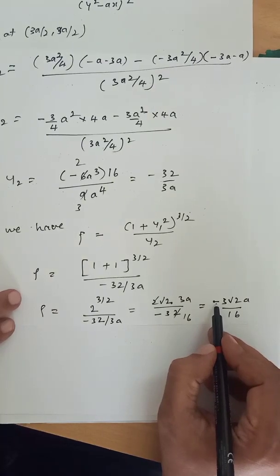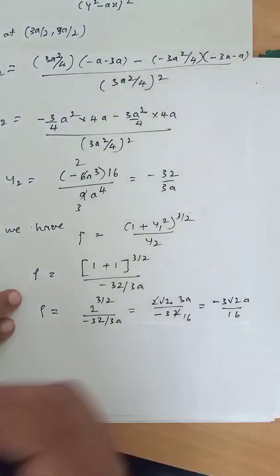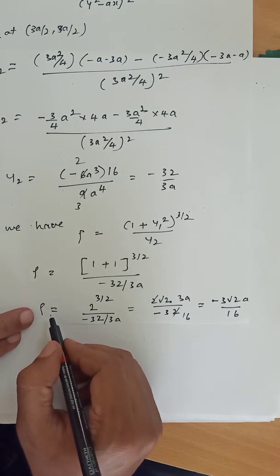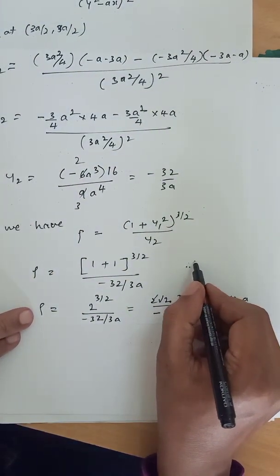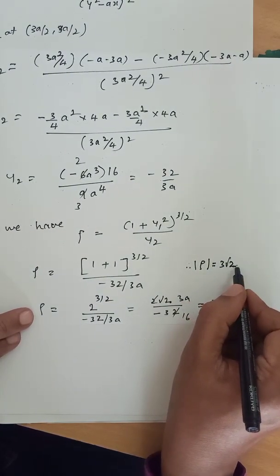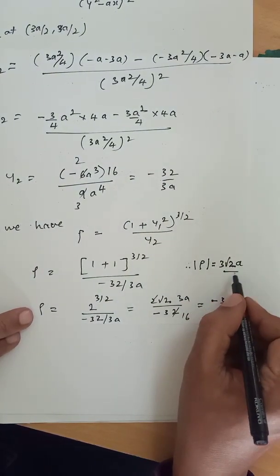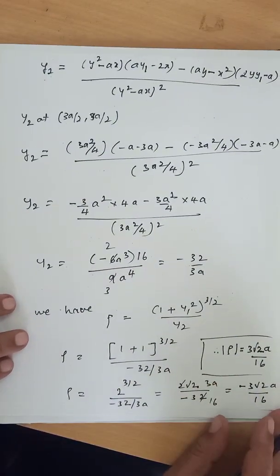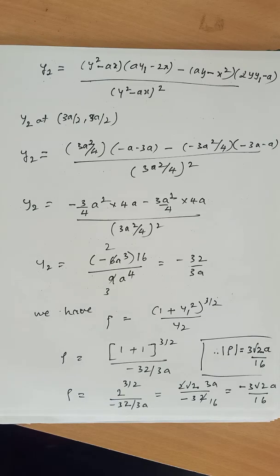See here actually we got negative, but we have one important note. We always consider radius of curvature as absolute value. Therefore absolute value means positive. 3 root 2a divided by 16 is the required radius of curvature. Write on this.